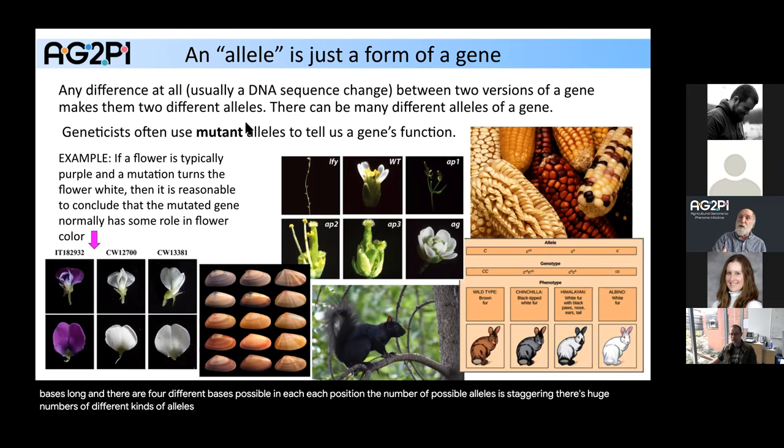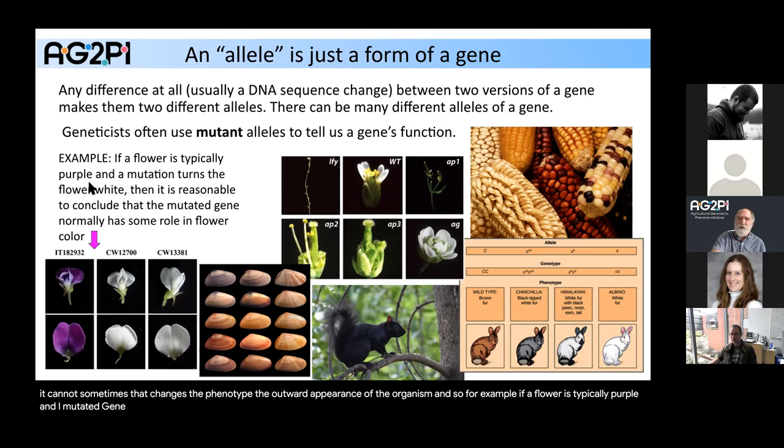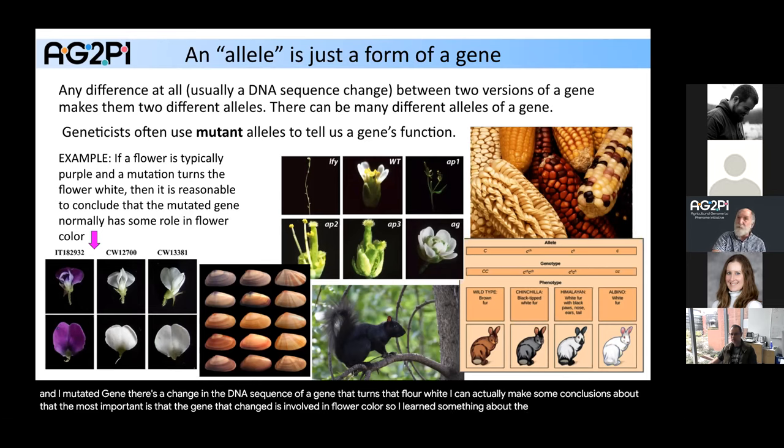And some of those changes will impact whether or not the gene can function properly or the product of that gene can function properly. And if it cannot, sometimes that changes the phenotype, the outward appearance of the organism. And so, for example, if a flower is typically purple and I mutate a gene, there's a change in the DNA sequence of a gene that turns that flower white, I can actually make some conclusions about that. The most important is that the gene that changed is involved in flower color. So I learn something about the gene's function by breaking it and seeing what changes. It's sort of a counterintuitive way to understand how things work, but it turns out to be very effective.